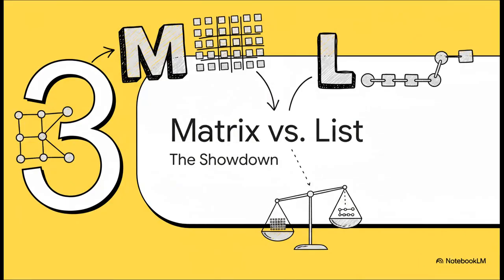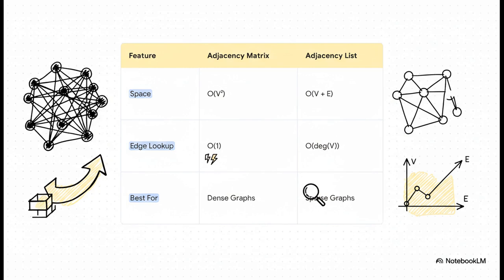All right, so matrix versus list. The showdown. Which one is actually better? Let's put them side by side and see how it all shakes out. This really lays it all out. Look at the space row. For the matrix, the memory you need just explodes as you add more points. For the list, though, it only grows based on the actual connections you have. Now look at edge lookup. The matrix is instant. The list takes a little bit longer. So it all comes down to the bottom line. The matrix is really only good for dense graphs, networks where almost everything is connected to everything else. For sparse graphs, which is what most real-world networks are, the adjacency list is the clear champion.